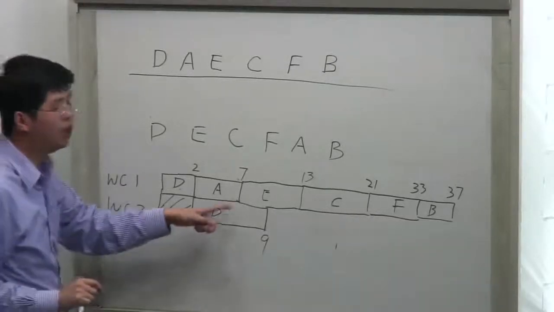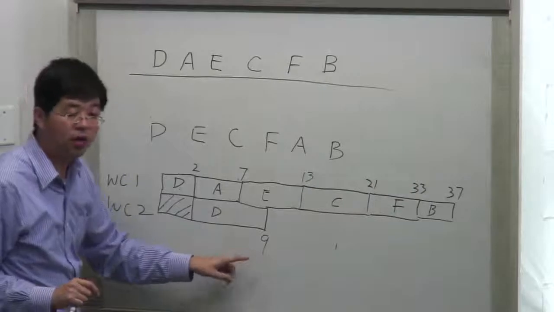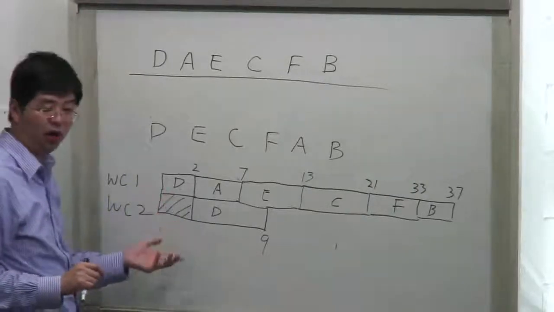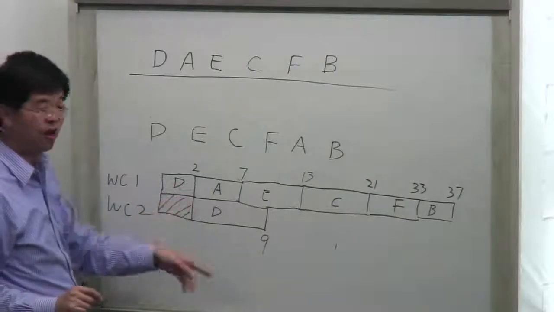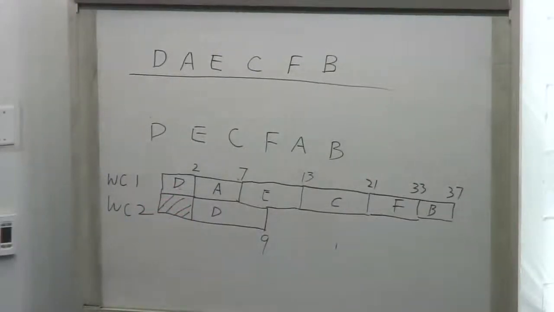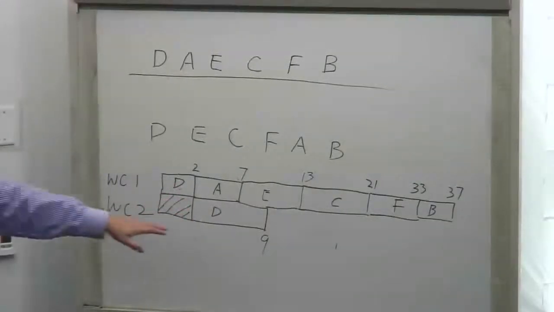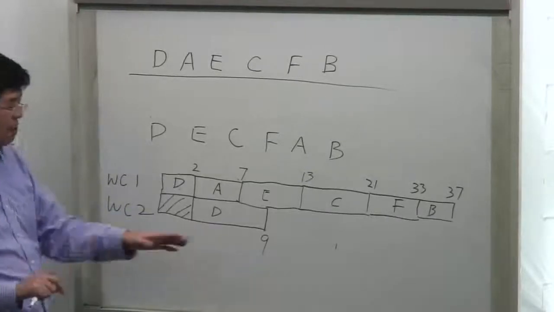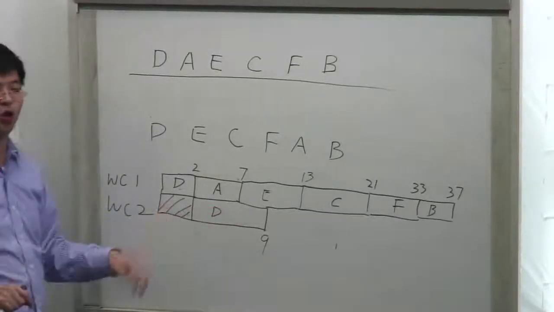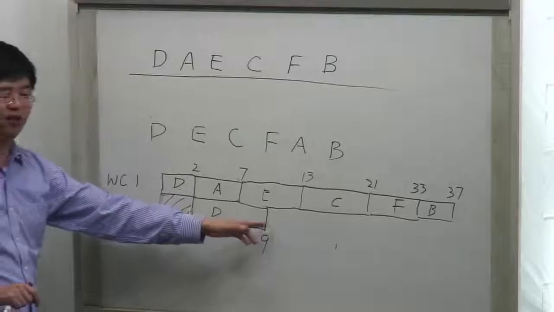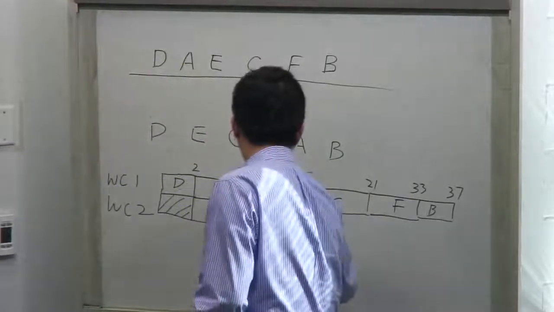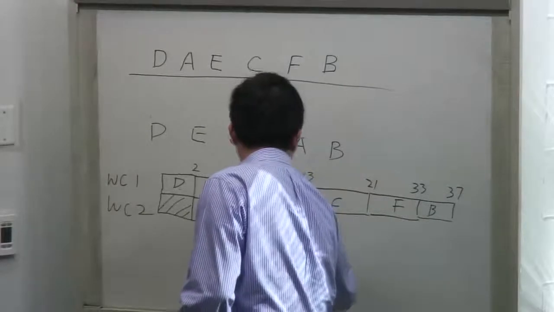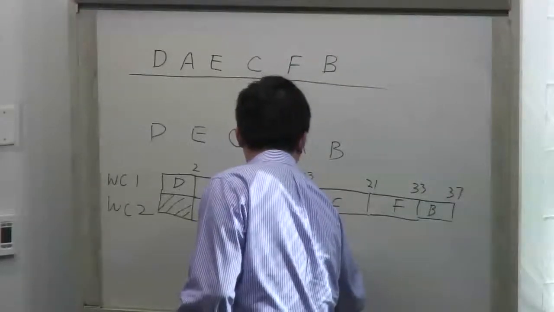Okay. Job D, 9 hours, right? Agree? The first 2 hours are blocked or just waste. And then we begin to process D after 2 hours, right? We spend 7 hours. After 9 hours, we finish job D. Now we can begin to process the second job. Which job should we process after D? A. How many hours do we need? 5. Then it's finished at 14.